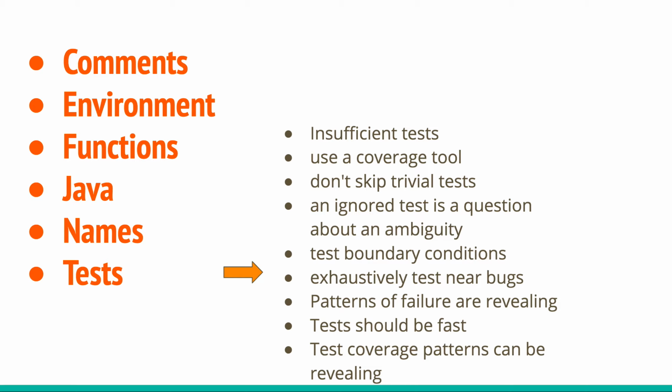Test for boundary conditions. Exhaustively test when you see bugs. Test around that area of code, because you will see more bugs around that area. And when you add some functionality and you don't know why the tests are failing, you can see certain patterns of test failures and make out what the issue is with your code. So patterns of failures are also revealing.